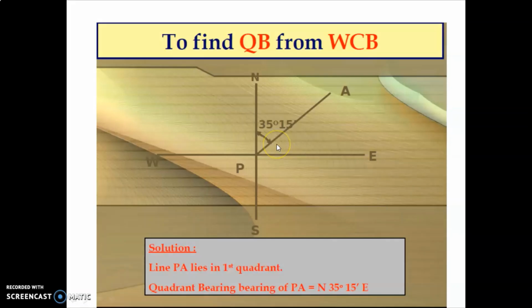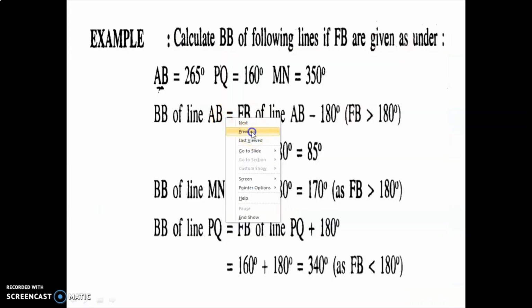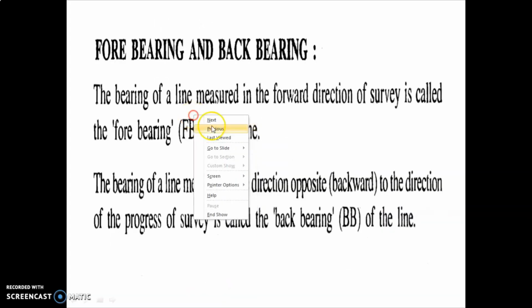So here this example is about calculating QB from WCB. WCB is given to you. So how will you calculate? Solution is given to you. Line PA lies in the first quadrant, the northeast quadrant. So what is the quadrantal bearing of line PA? North 35 degrees 15 minutes east. How? Because we know RB is equal to WCB. So in the first case your answer will be north 35 degrees 15 minutes east. I will show you that particular table.